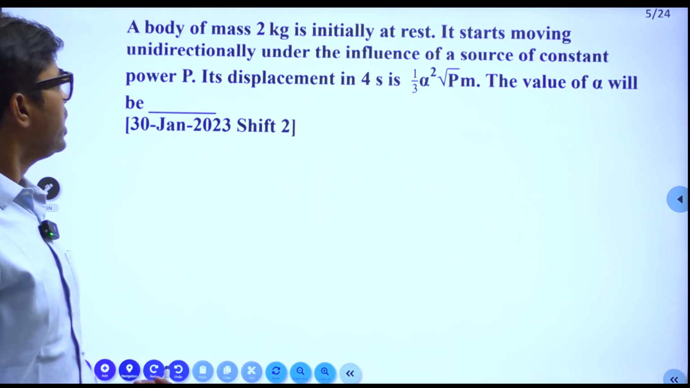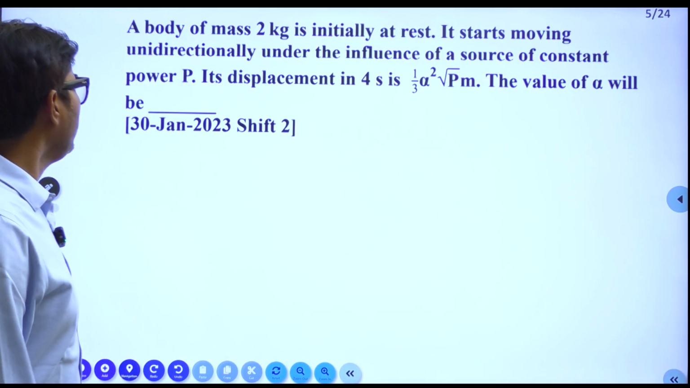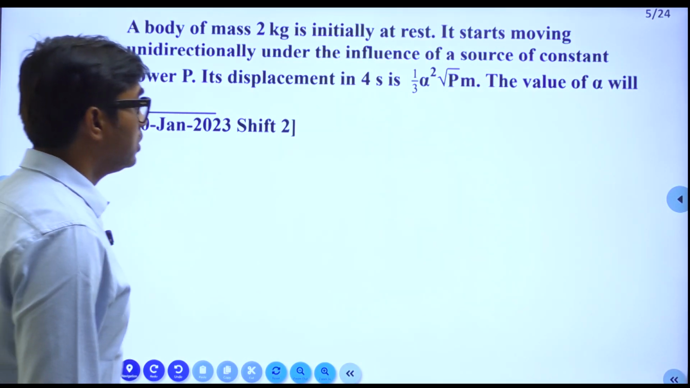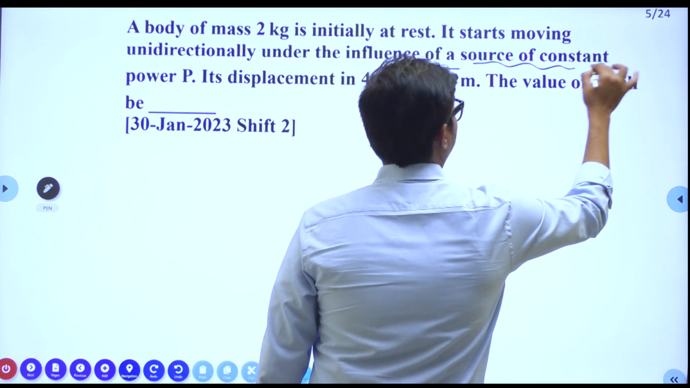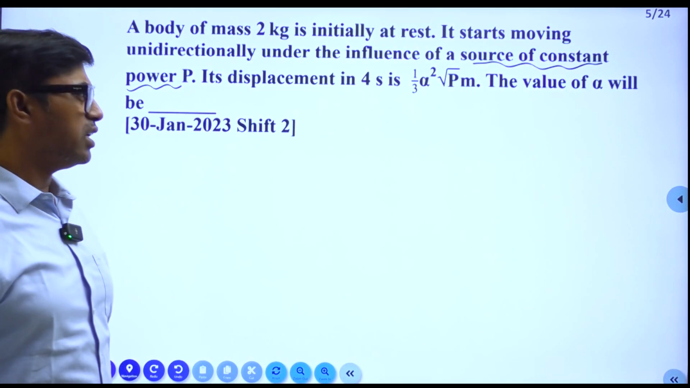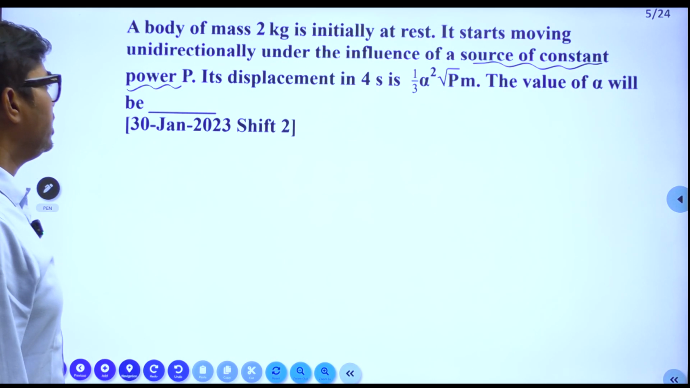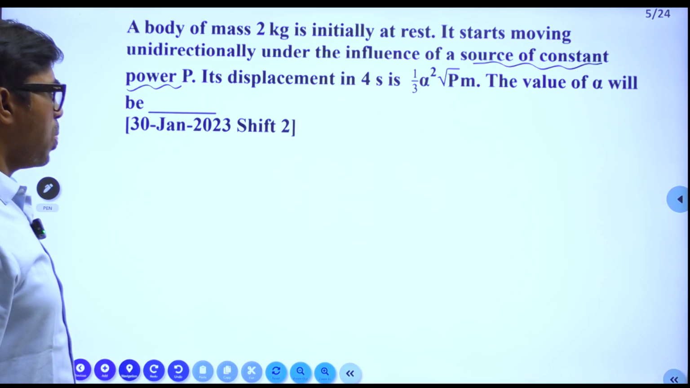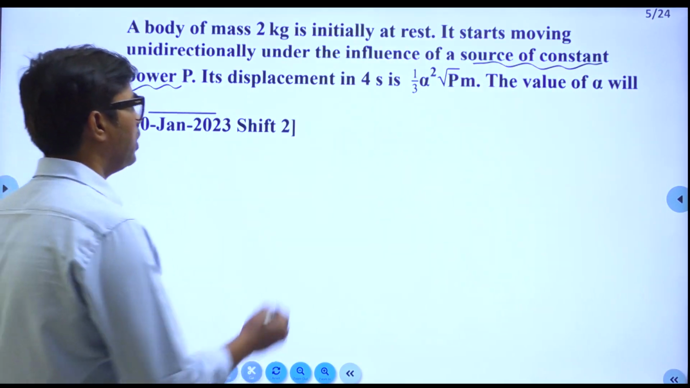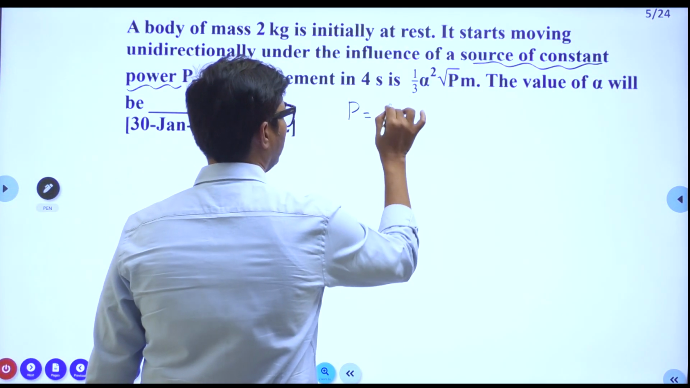A body of mass 2 kg is initially at rest. It starts moving unidirectionally under the influence of a source of constant power. So again, it is also about power. I see that students are struggling a little bit on power calculation. That's why I'm taking more questions on power. Its displacement in 4 seconds is this much. We need to find that alpha there. Okay. So they said power equal to constant.